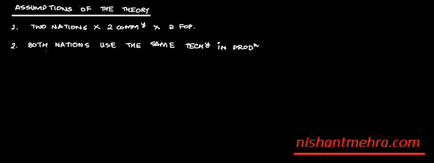Second assumption is that both nations are using the same technology in production. Okay, so there is a general technology which is available, and both nations have access to and use that technology. So basically, in case the factor prices are the same in both the nations, then producers in both of these nations are going to use exactly the same amount of labor and capital in the production process of each commodity.